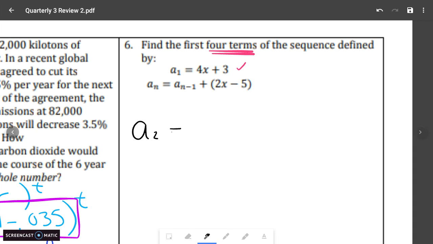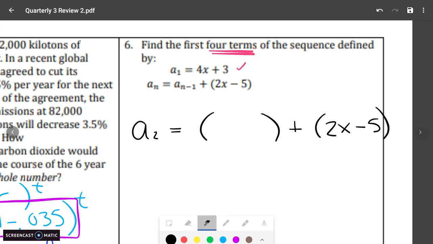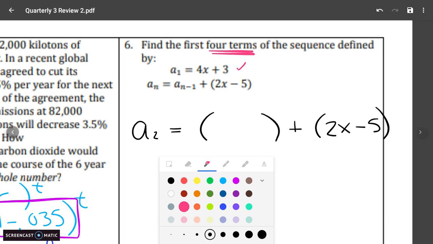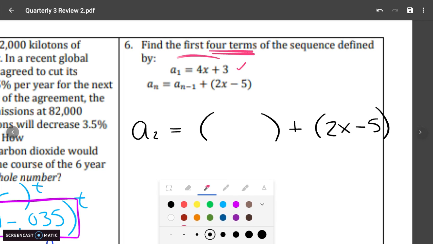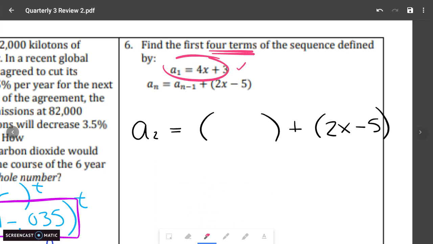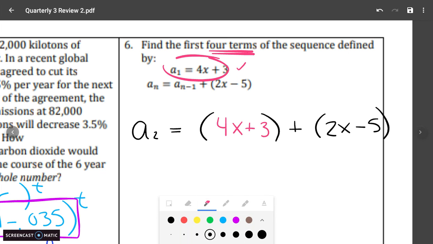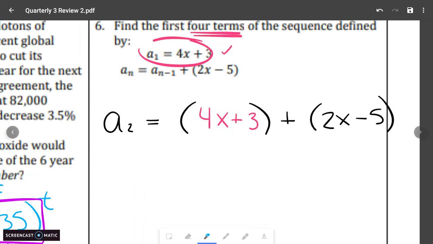A2 is equal to plugging something in plus 2x minus 5. Because A of n minus 1 always refers to the term before it. So if I want A2, the term before 2 is 1. So I'm going to plug that in here. And when I add that up together here, we're going to take 4x plus 2x and get 6x. 3 plus a negative 5 is a negative 2.